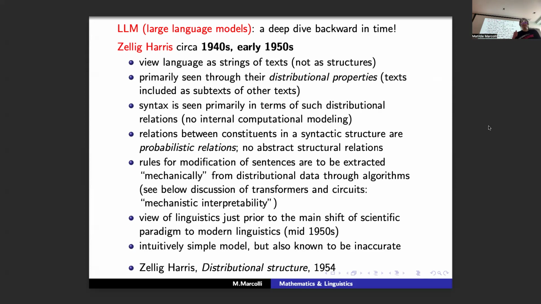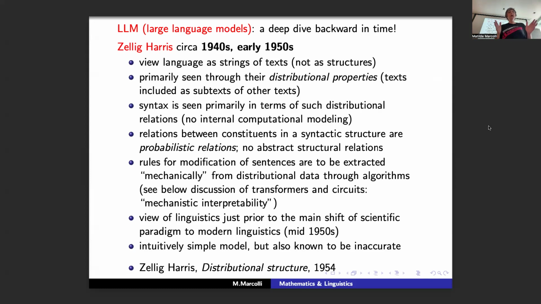And so, first of all, it entirely viewed language as strings of words rather than as structures, as is the view in all of modern linguistics. And it was primarily based on the idea of distributional properties of text, pieces of text included into longer text. So distributional properties in the sense of probabilistic, statistical distributions of inclusions of strings of text inside other strings of text.